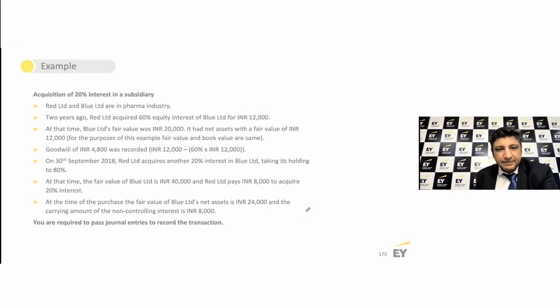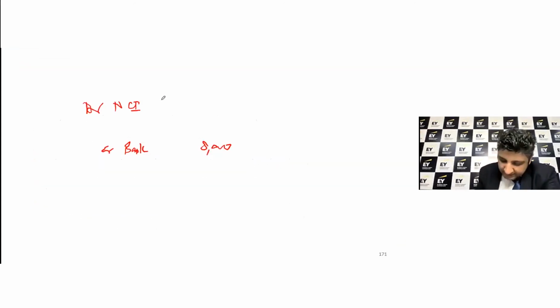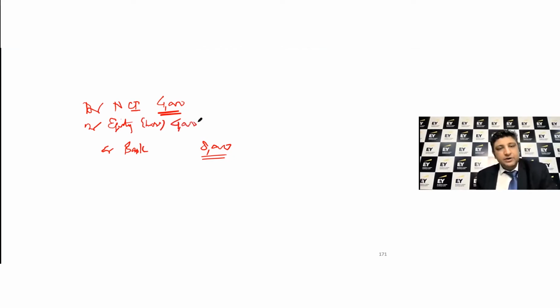Okay. That means what? It means that I'm paying 8,000 to acquire something which is worth 4,000, which simply means that I'm paying an additional amount, and that becomes a loss to be recorded through equity, right? So I'm simply saying, being additional 20% stake. Okay. That's all about it.